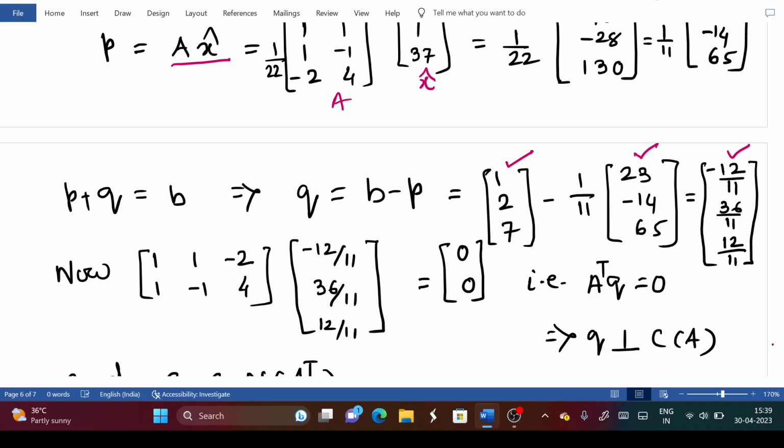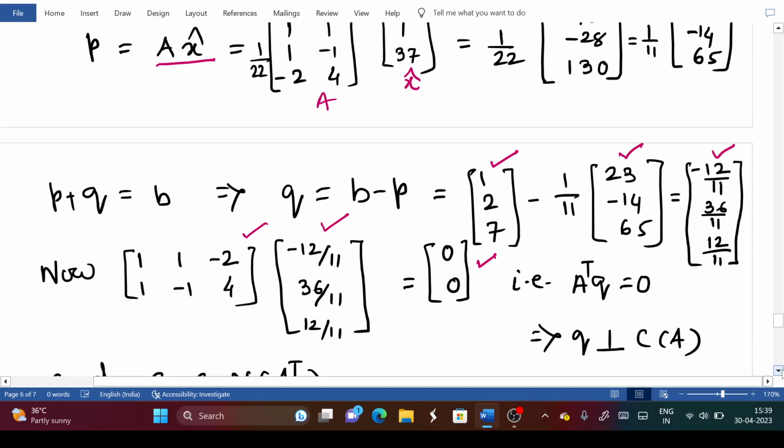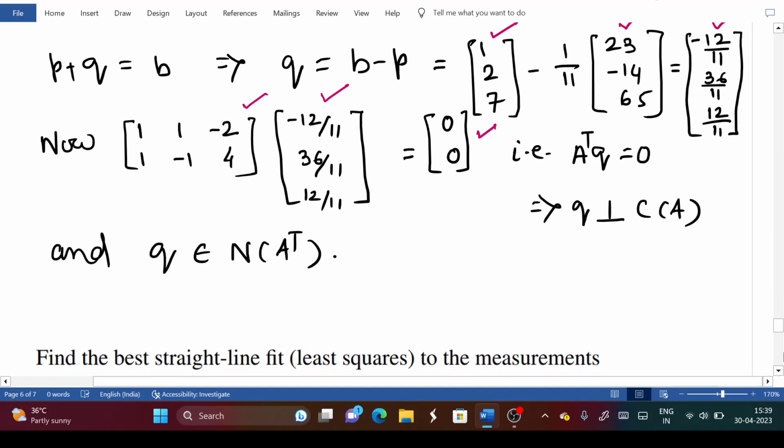So this is my A transpose Q. After multiplication we got 0. Hence, what is our conclusion? A transpose Q is equal to 0, that is, Q belongs to the left null space of A, that is, Q is orthogonal to the column space of A. Hence Q is a vector orthogonal to the column space of A, that is, Q belongs to the left null space of A. So this part of the question is over.